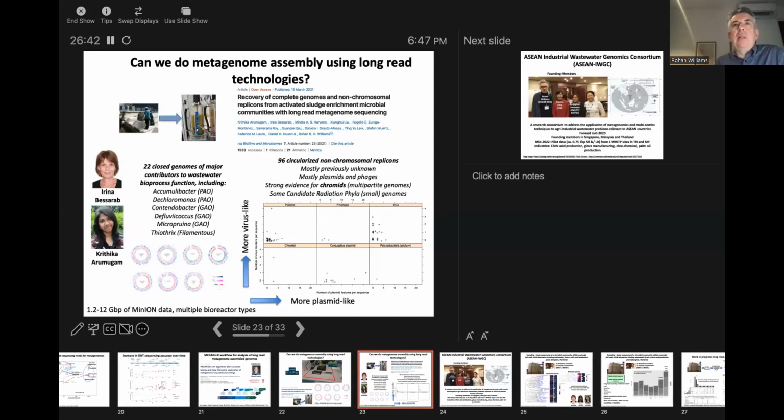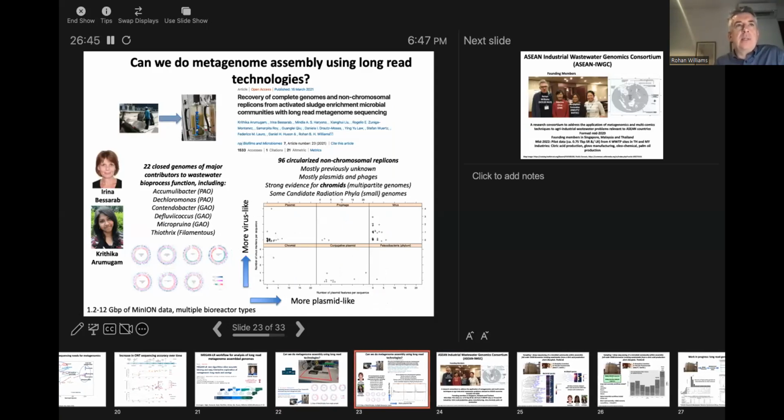We've subsequently extended this work. This is work led by Irina Bessarab and again, Kritika Ramagan, who's one of my key bioinformatics people in the group. And we've been able to capture complete closed genomes from these major functional species that contribute key functions to wastewater treatment, but also important structural bacteria like Thiothrix.